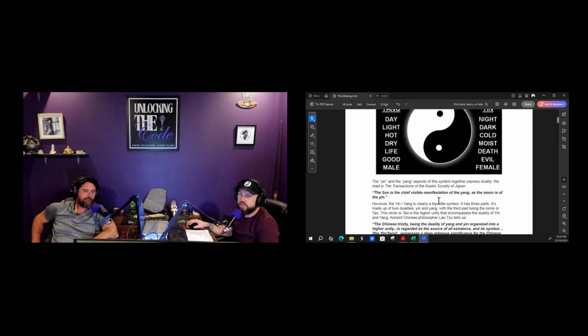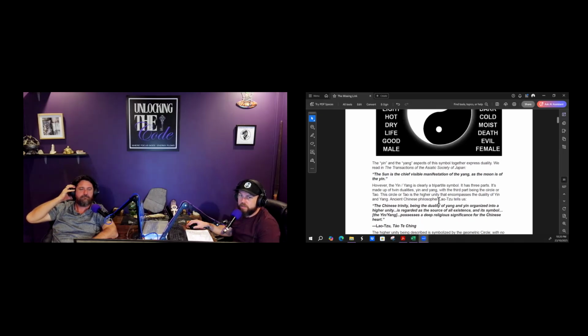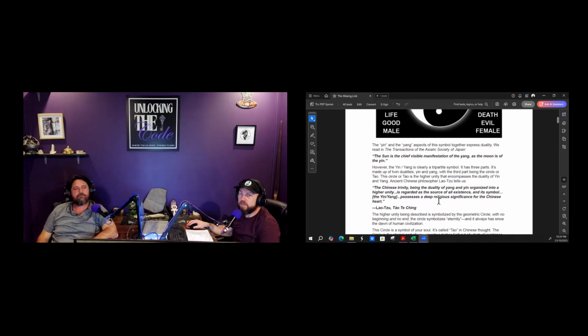We read in the Transactions of the Asiatic Society, Japan, the sun is the chief visible manifestation of the yang as the moon of the yin. However, yin and yang is clearly a tripartite symbol. It has three parts. It is made up of two dualities, yin and yang, with the third part being the circle or Tao. The circle or Tao is the high unity that encompasses the duality of the yin and yang.